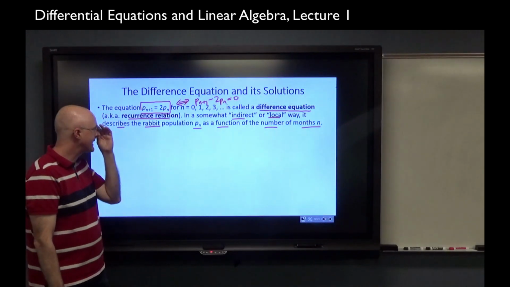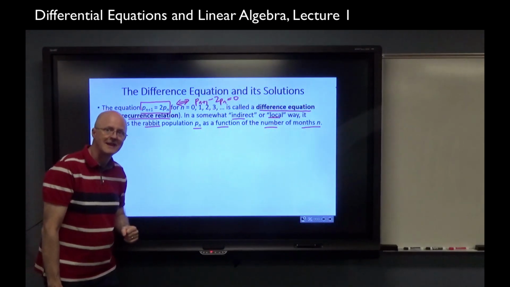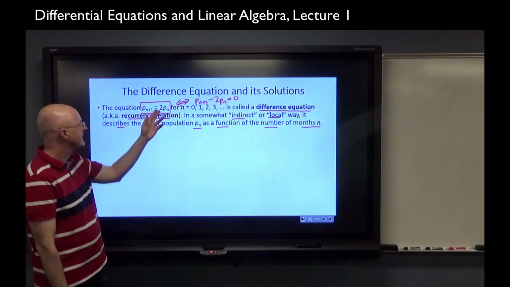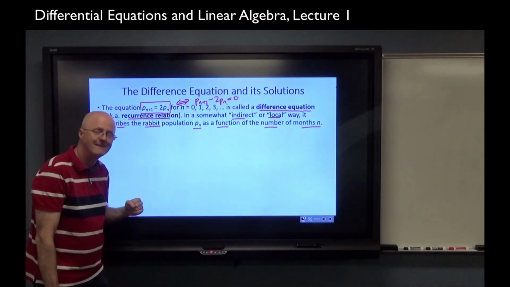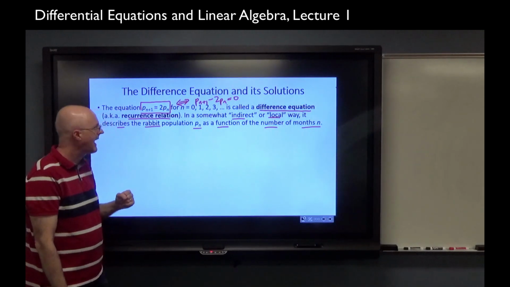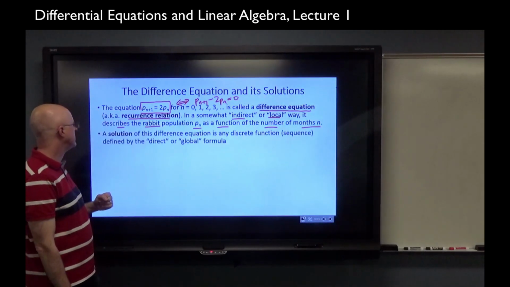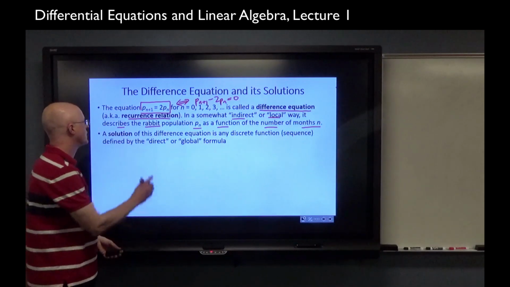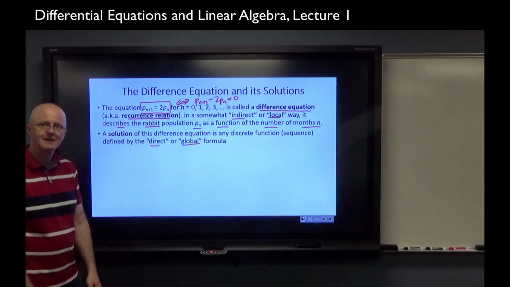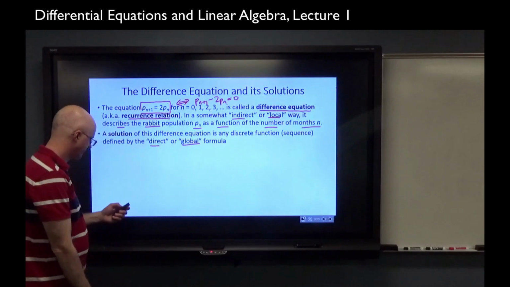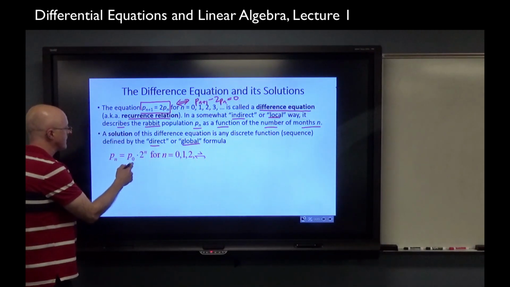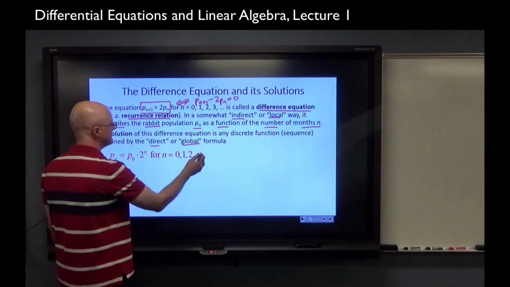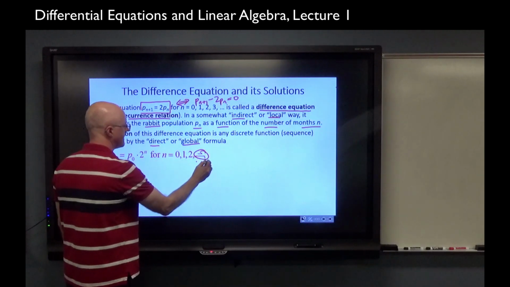This is a local thing because it's focused on a particular value of n. Maybe n is 7, I know P sub 7, I multiply it by 2 to get P sub 8. It's local. However, we can pretty easily go to a direct or global formula. In fact, I wrote it on the previous slide. P sub n equals P0 times 2 to the n, for n equals 0, 1, 2, 3, dot, dot, dot.